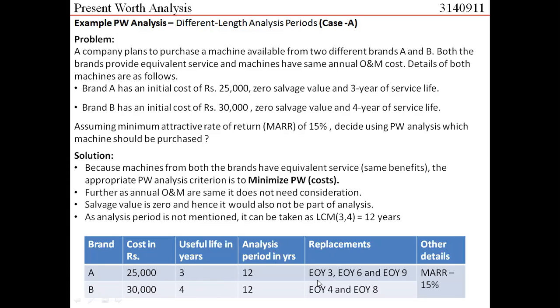So in machine A, I would need replacement at the end of year 3, end of year 6, and end of year 9. EOY stands for end of year. Whereas the machine from brand B would require replacements at the end of year 4 and end of year 8. Other data that is given to me is the interest rate, which is 15%.